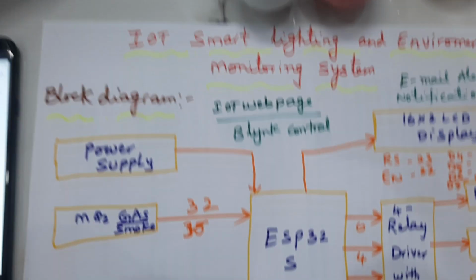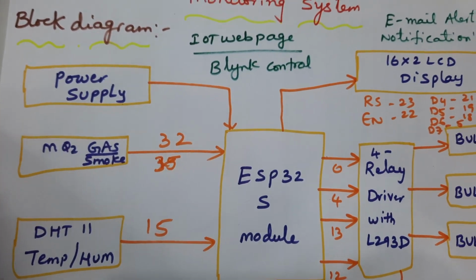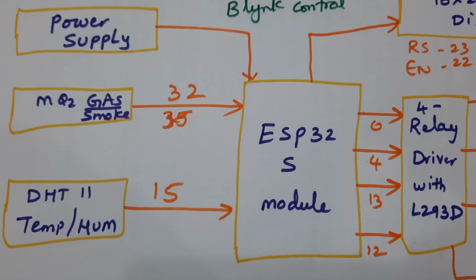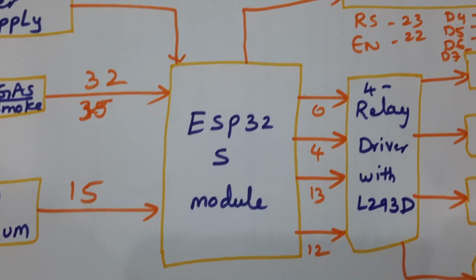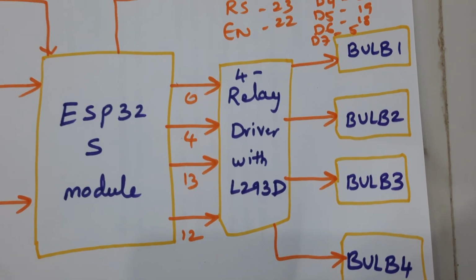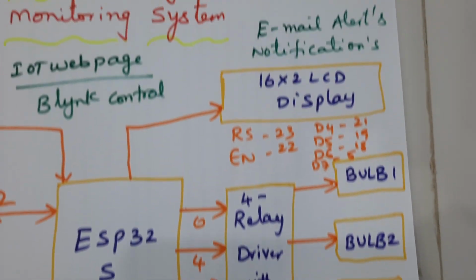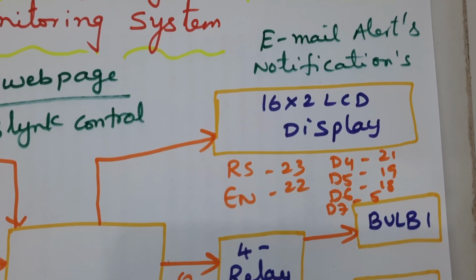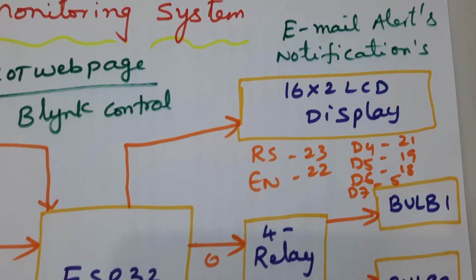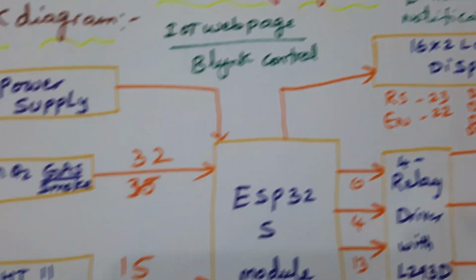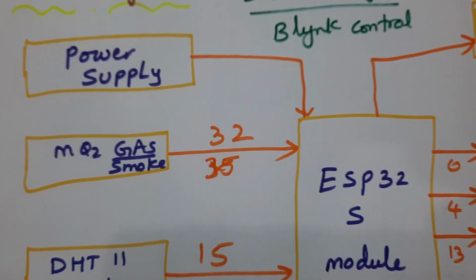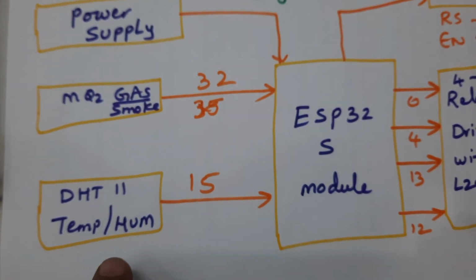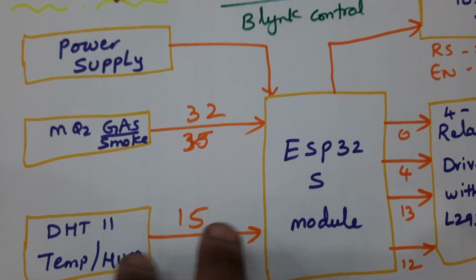Let us come to the block diagram. Power supply board, MQ2 gas sensor or smoke sensor, DHT11 temperature humidity sensor, ESP32 module, 4 channel relay board, bulb 1, bulb 2, bulb 3, bulb 4, and 16x2 LCD display with RS, enable, D4, D5, D6, D7 connected to GPIO pins 23, 22, 21, 19, 18, 5. The MQ2 gas sensor is connected to ADC pin 32. The DHT11 temperature humidity sensor is connected to pin 15.